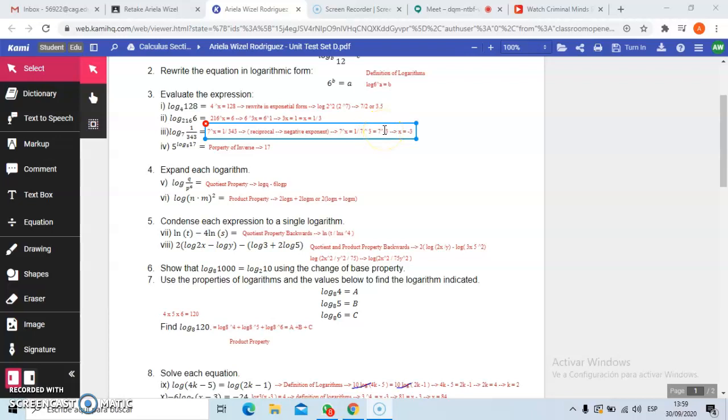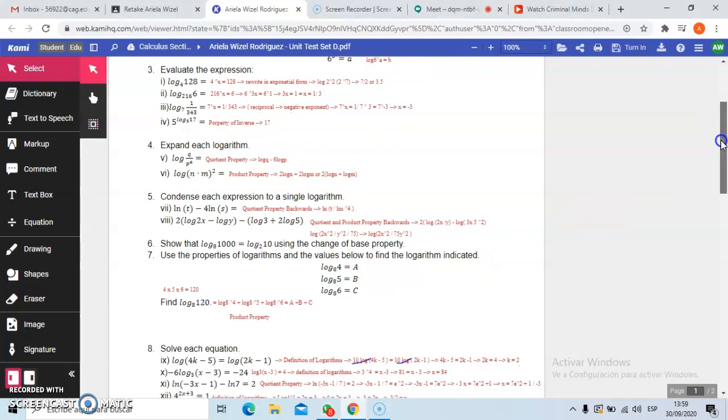And for number 4, for 3D, I use the property of inverse, which states that if the number before the logarithm is the same as the base b of the logarithm, the number will be x, and x in this case is 17, so my answer is 17.